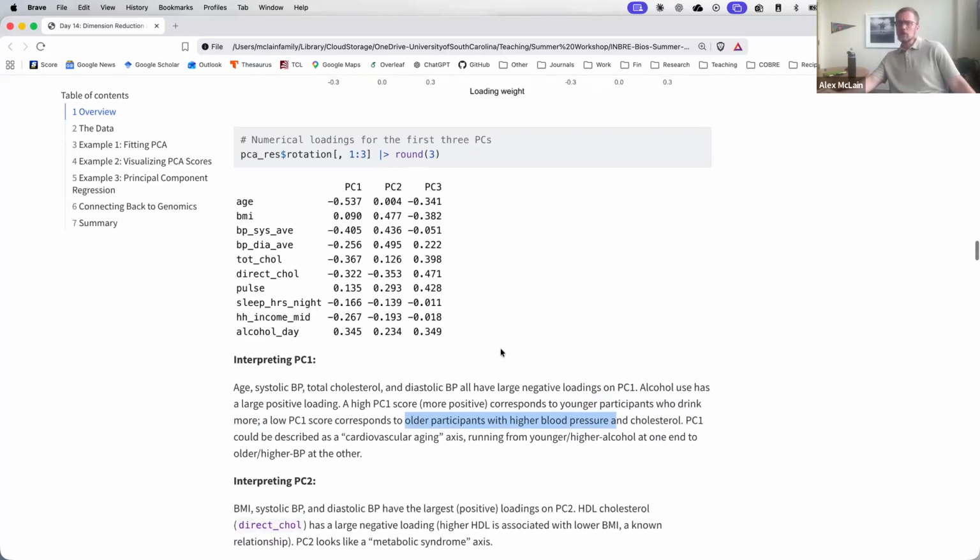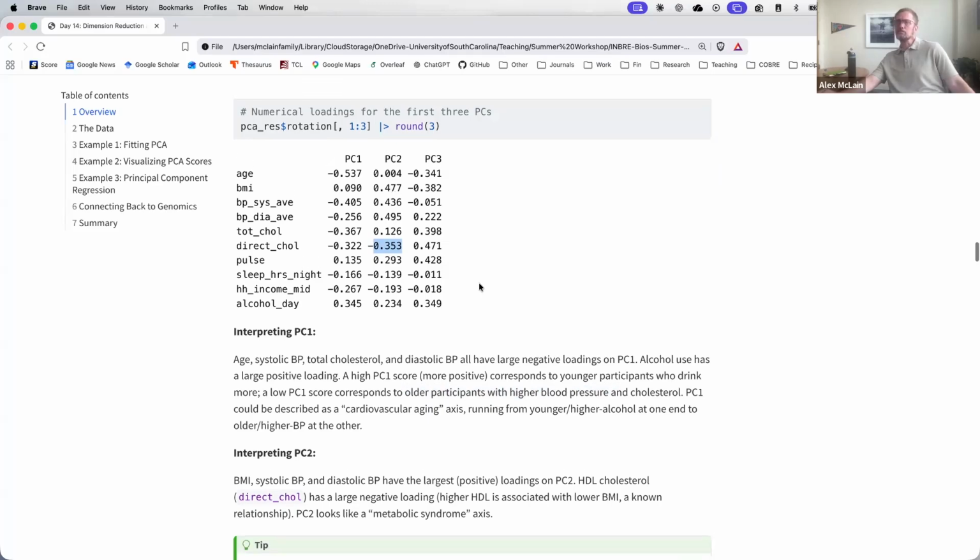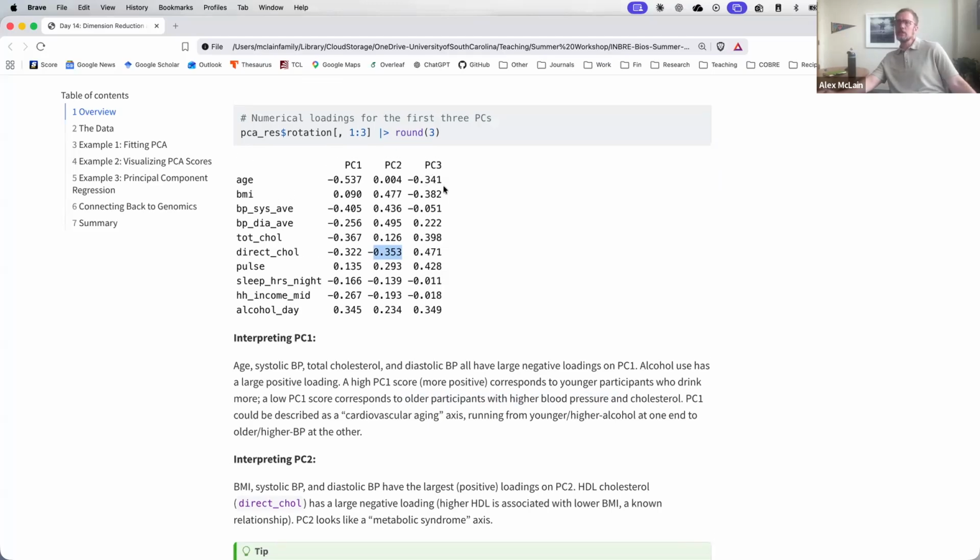For principal component two, we have BMI, systolic, and diastolic blood pressure. They have the largest positive loadings. We see the three of those going down there. The HDL, the direct cholesterol, excuse me, has the largest negative loading. So it's almost like a metabolic syndrome axis. PCA3: negative loadings for age and BMI, positive loadings for direct cholesterol, pulse, and total cholesterol, also a positive loading for alcohol.